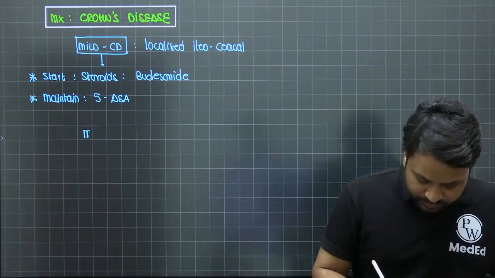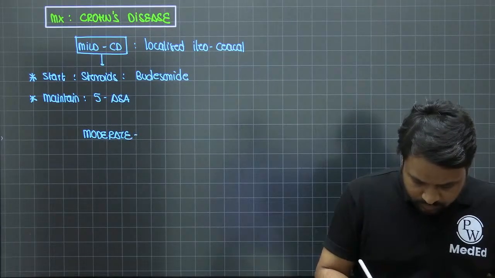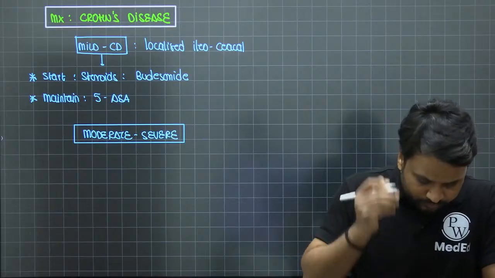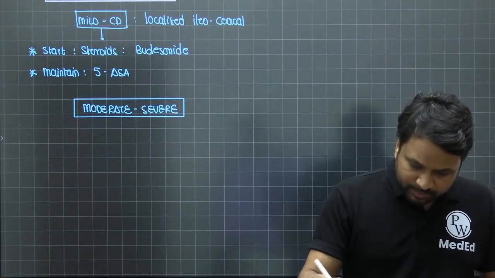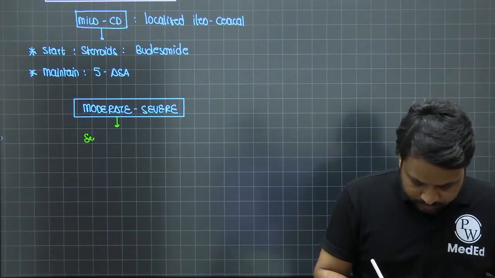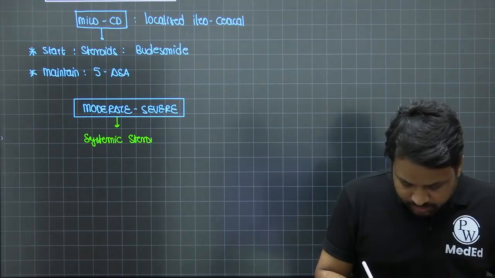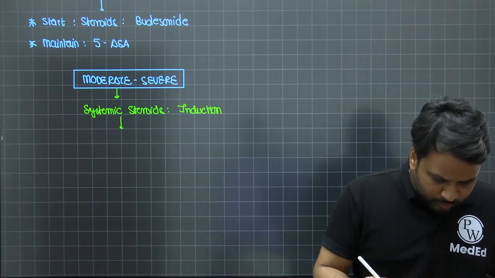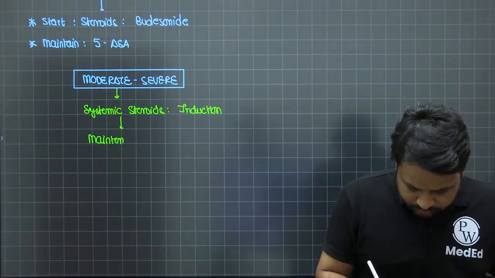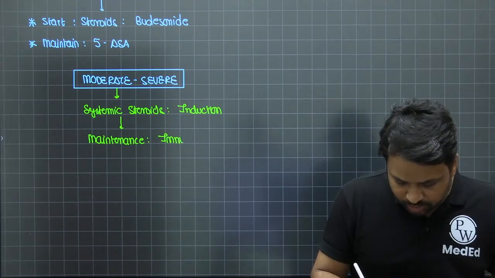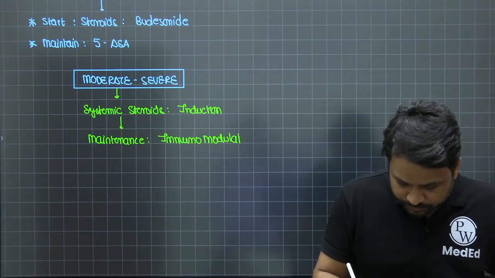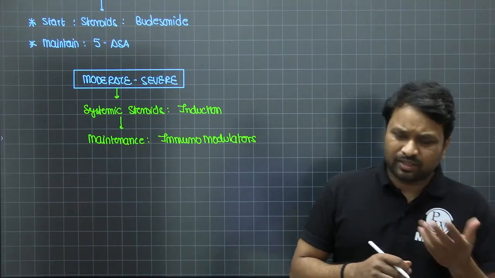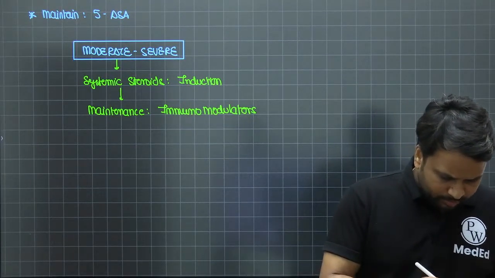But if a patient develops a moderate to severe form of Crohn's disease, start the patient on systemic steroids, and this is your induction phase. And then take the patient to immunomodulators for maintenance. For maintenance, we usually switch to immunomodulators, right? Now, immunomodulators can be your azathioprine. You have the other components which are available. In general, as we say, immunomodulators have to be put across, right?